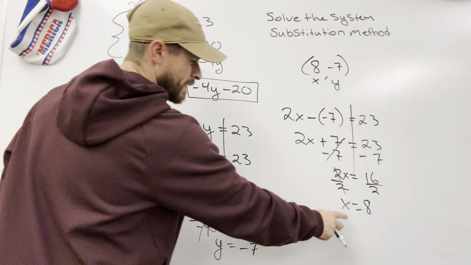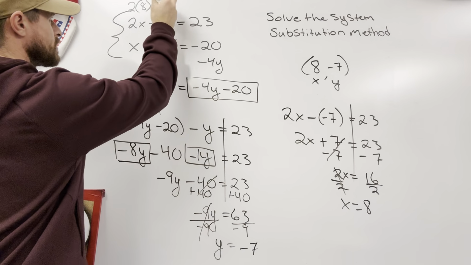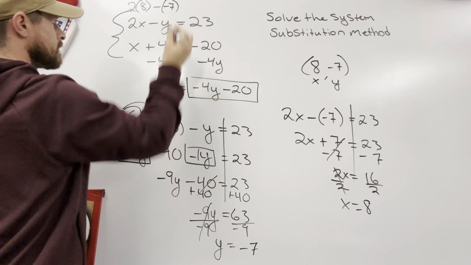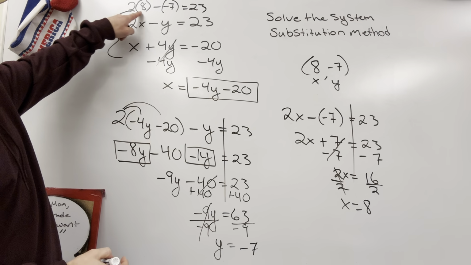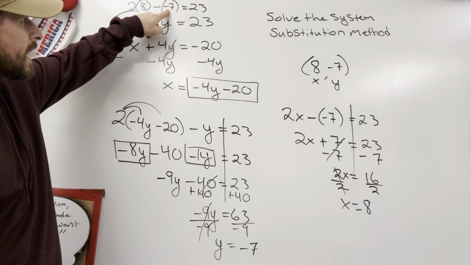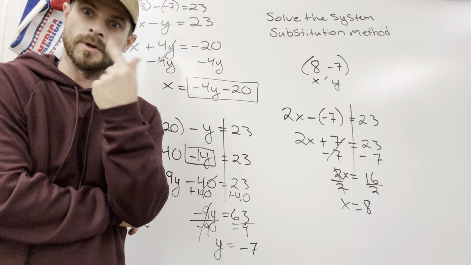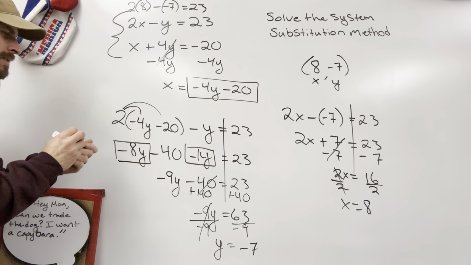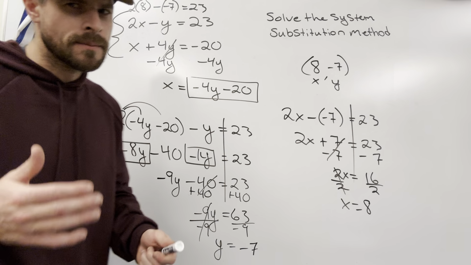Okay, x is 8, and then y is -7, so minus y, so minus -7 is supposed to equal 23. Let's check it. 2 times 8 is 16. Subtracting a negative is like adding. What is 16 plus 7? 23. We're good. We checked. Everything seems to match. Okay, why was this one a little bit more challenging?